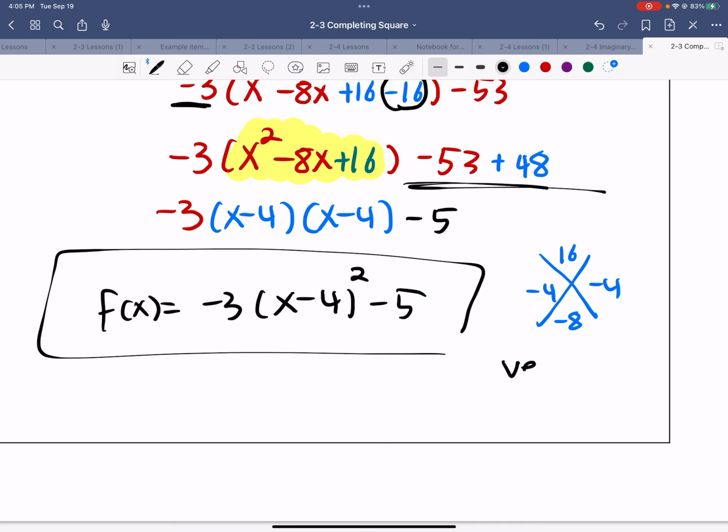Good. So what's the vertex? 4, -5. What's the axis of symmetry? x equals 4. What is the concavity? Concave down.